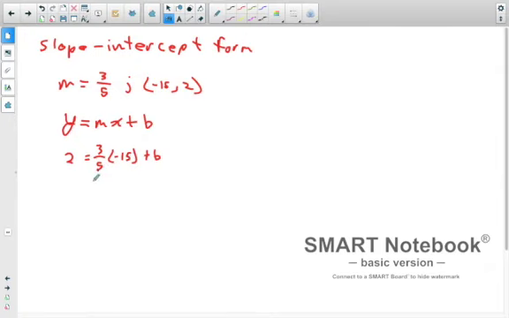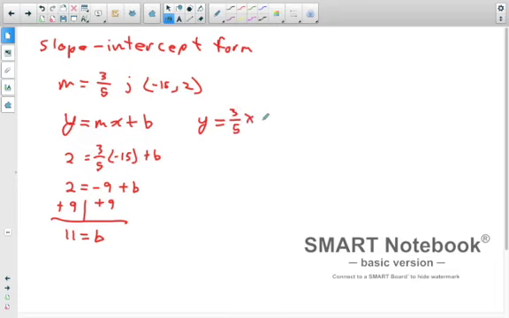3/5 times negative 15 is, of course, going to give us negative 9. And if we then add 9 to both sides of our equation, we end up with 11 is equal to b. So our final answer is y equals 3/5 x plus 11.